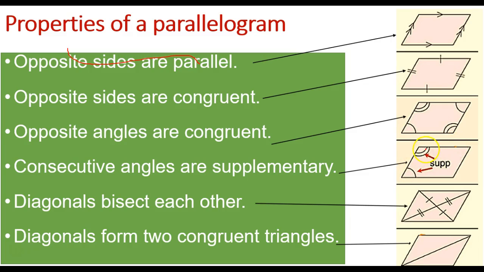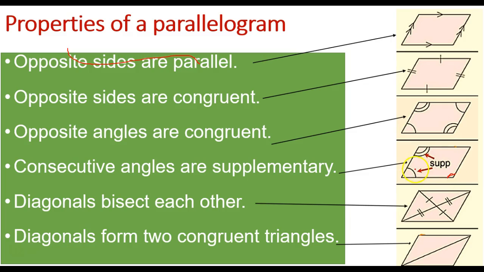And consecutive angles are supplementary. When we take consecutive angles in order, if I pick this angle and this angle and add them, you get 180. It's supplementary. So this angle and this angle here would be supplementary also. That makes sense because this angle plus this angle gives you 180, and this angle plus this angle gives you 180, because they are same side interior angles, since these two lines are parallel.